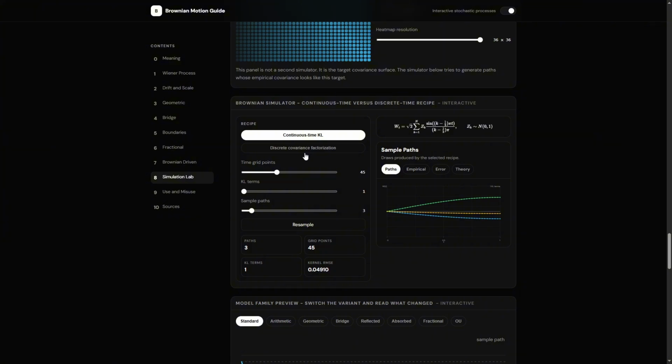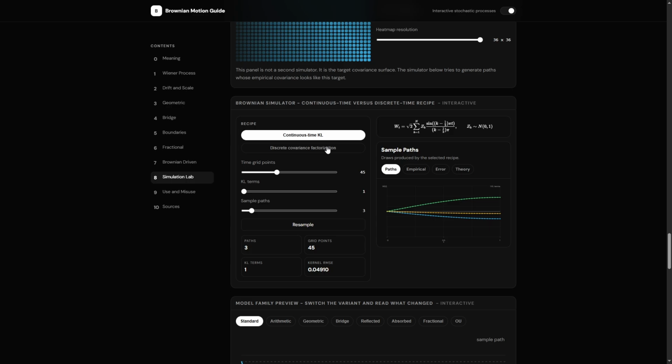Now let's get to the simulator panel. This is where you actually generate paths, and you pick a recipe: either continuous time KL or discrete covariance factorization. These are two completely different algorithms for building the same thing.